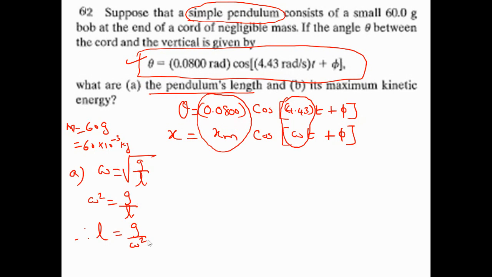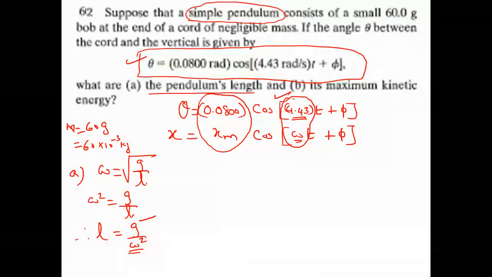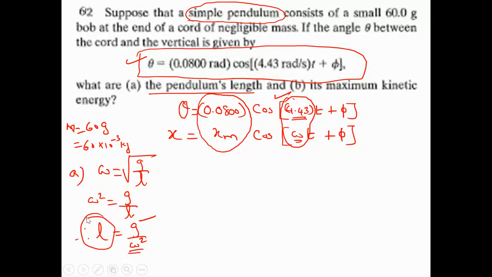What is the value of g? 9.8 meter per second square. What is the value of omega? 4.43 square, because we already compared the equations. My omega here is exactly the same as 4.43. So I have the value of g, and I have the value of omega from the equation. When you substitute here, you will get the answer for the length of the pendulum. Am I right? Yes, teacher.